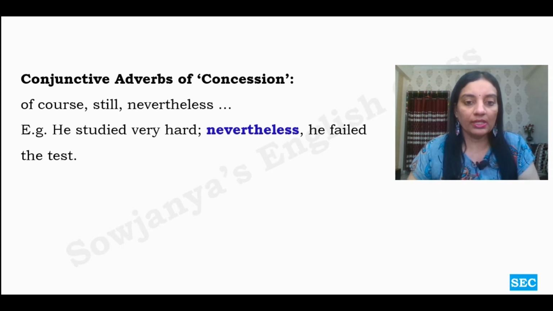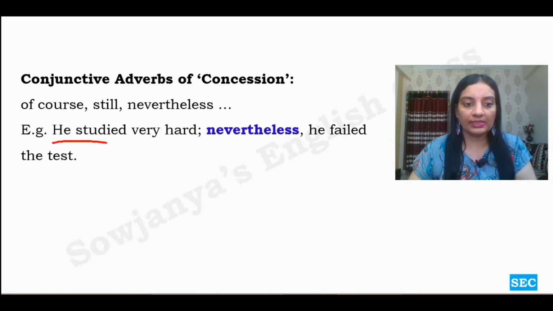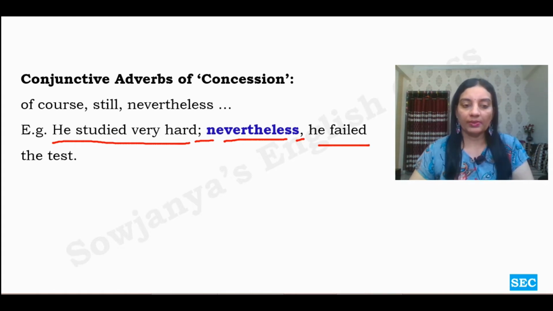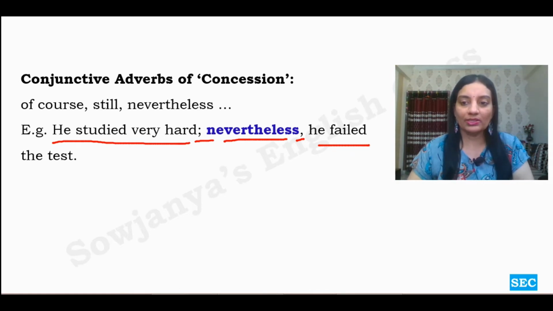Example, he studied very hard; nevertheless, he failed the test. So, after this first independent clause, semicolon, conjunctive adverb nevertheless, comma, and then comes another independent clause. What does it mean? Though one thing is provided, that is, studying hard is already done, even then he failed the test. That is what we mean to say. Nevertheless means even then. Even though one thing is fulfilled, another thing was not fulfilled. That is what concession means.